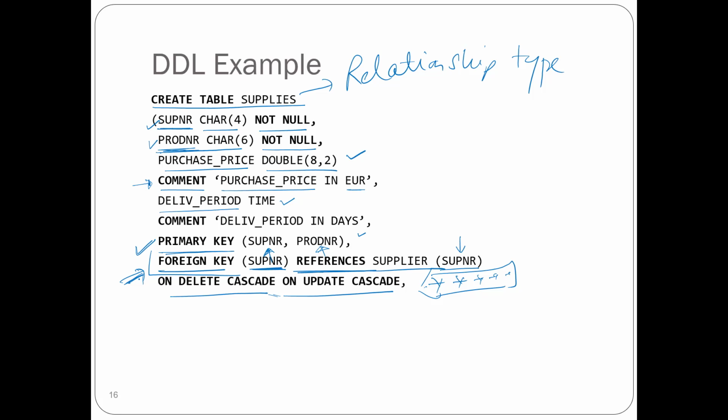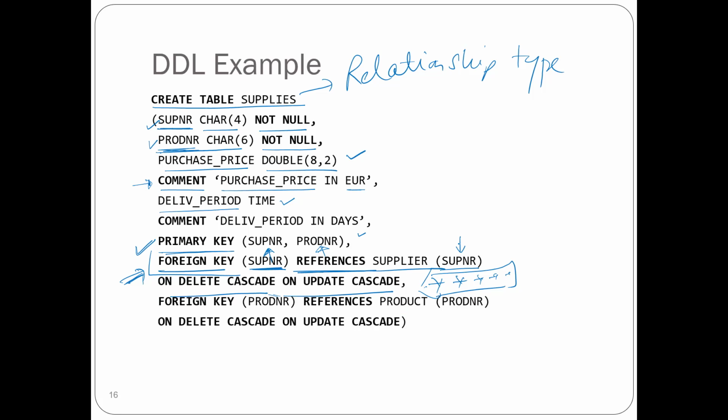Use the keyword foreign key inside the parenthesis, put the name of the column which is your foreign key here, and this should be followed by the keyword references to connect this foreign key to the corresponding primary key in a different table. That's what we are doing by saying references supplier, and inside the parenthesis we specify the very column which is being referred by this primary key. Okay, sub NR, that's the primary key of supplier table.